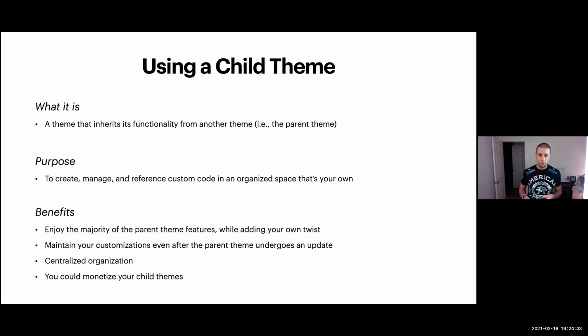So a child theme is one that you install on your site that inherits its functionality and a lot of its design and style from another theme, otherwise known as the parent theme. And the main reason that you're going to use a child theme is that it allows you to create and manage and reference all of your custom code in an organized space that's your own. So you've got Divi that has all of its files, and then you've got your child theme, which may only have a handful of files that you can go back to, and all of your customizations are within that child theme.